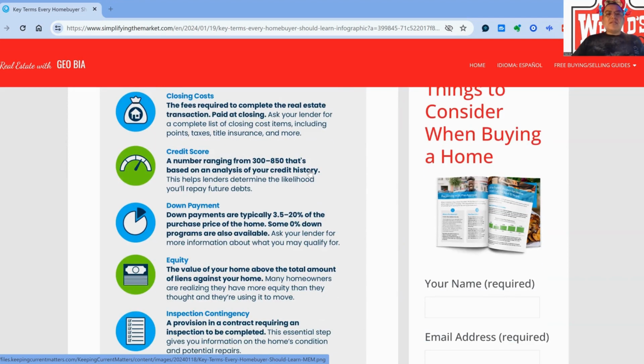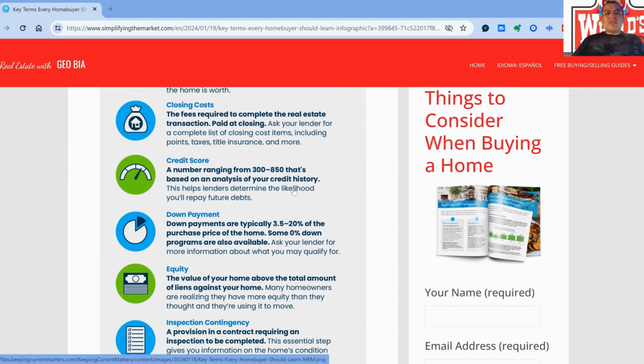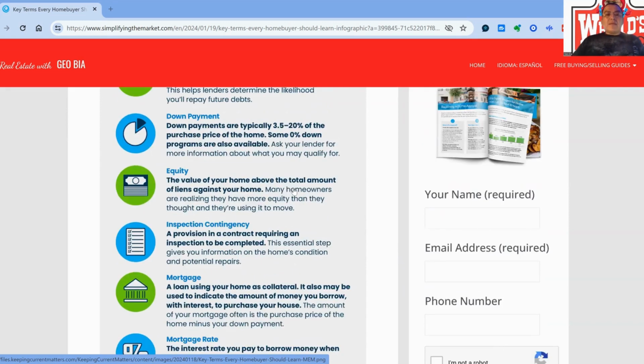Credit score, a number ranging from 300 to 850 that's based on an analysis of your credit history. This helps lenders determine the likelihood you'll repay future debts. Down payment. Down payments are typically 3.5 to 20% of the purchase price of the home. Some 0% down payment programs are also available. Ask your lender for more information about what you may qualify for.